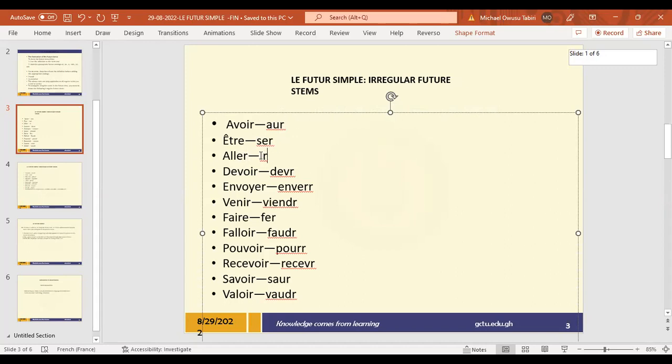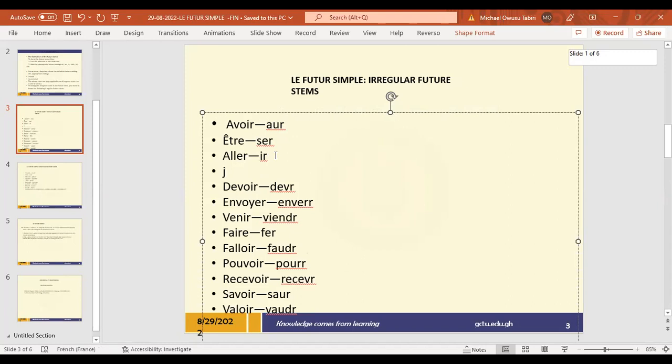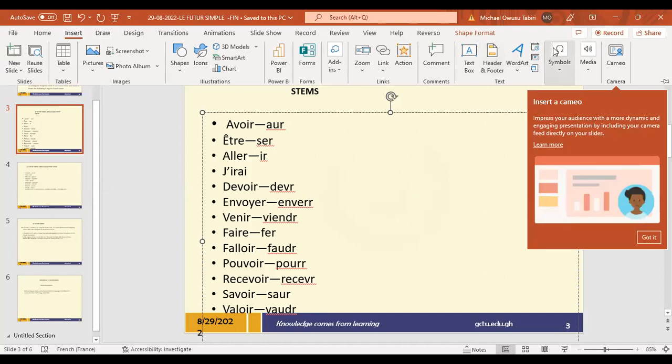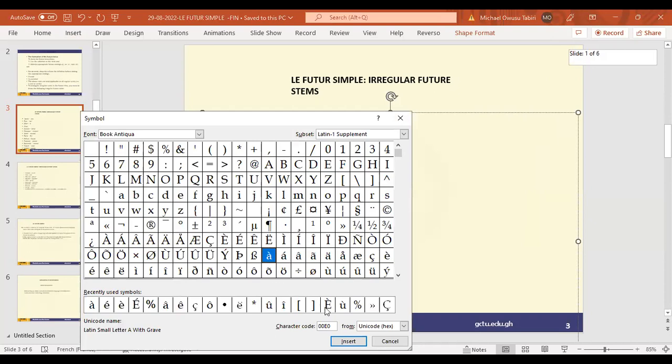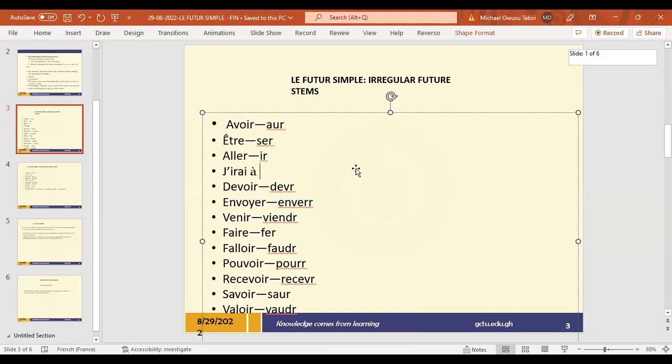So you need to know that this aller, you drop the -er, you can conjugate it. So once you know it to be the stem, then you can write it like this. Then you continue, à l'étranger. Where is my accent? Okay. J'irai à l'étranger, with the accent aigu.